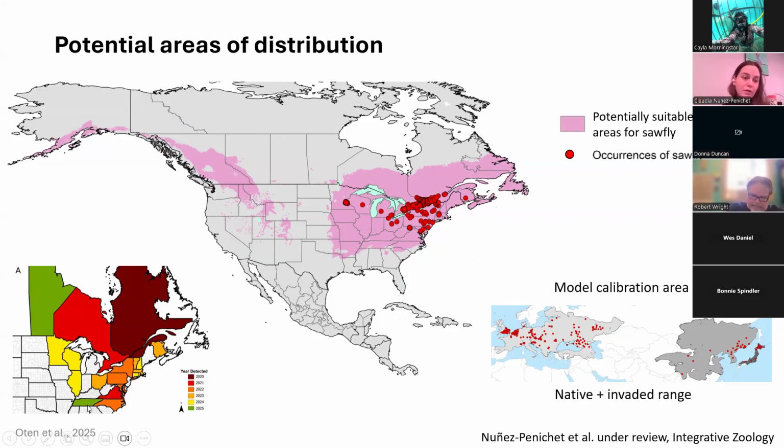But if we look at the ones from 2025, we can see that our models were able to even predict the distributions in North Carolina and Tennessee, which is a more recent detection of the invasive species right there. So we were very happy to see these results, and we were confident that these results were more informative than the one that we had before.